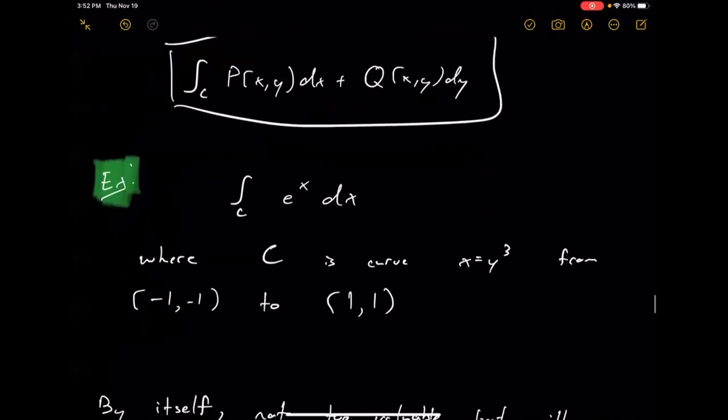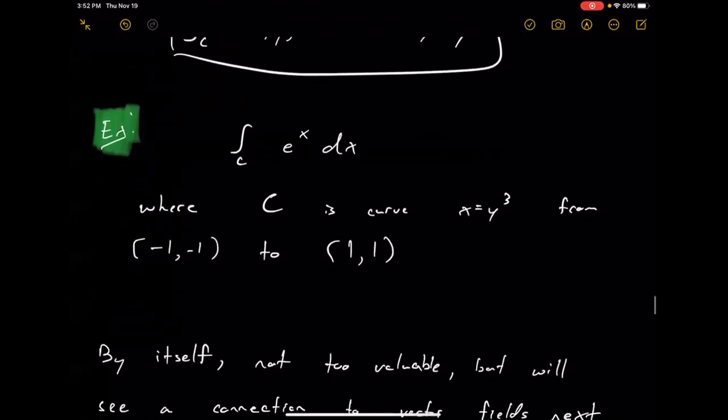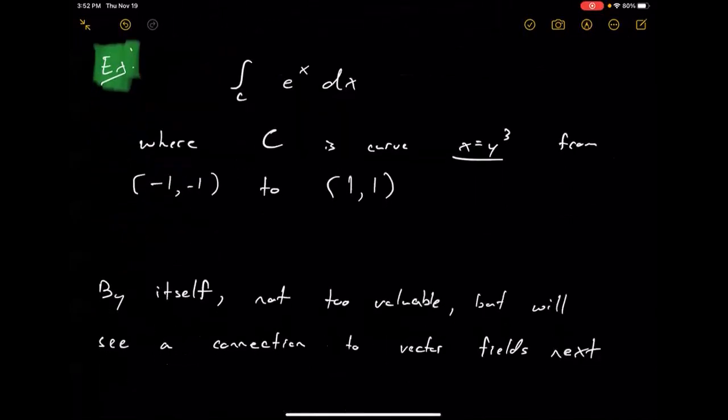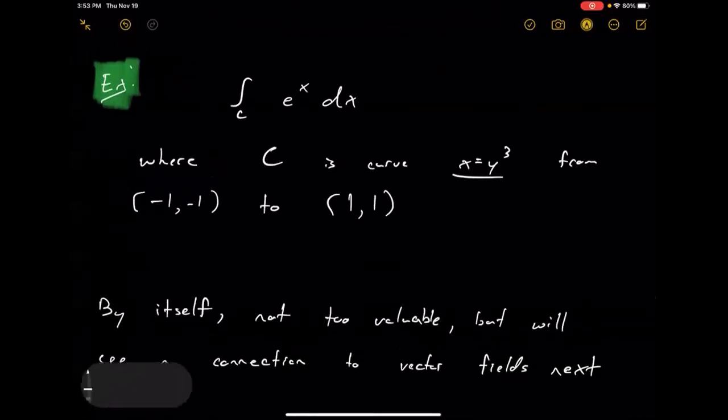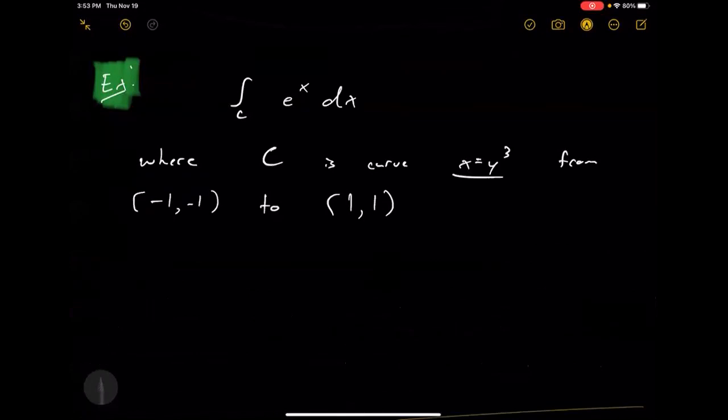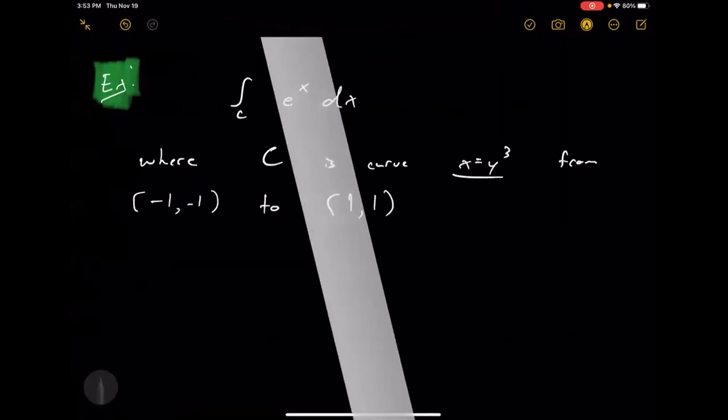So let's look at this problem. I'm integrating e to the x dx, and it looks like it would just be a normal integral, right? Everything inside the integral looks the same, e to the x dx, but I am integrating along a curve C, where C is the curve in R2 given by x equals y cubed from -1, -1 to 1, 1. Okay, so just to picture that curve a little better.